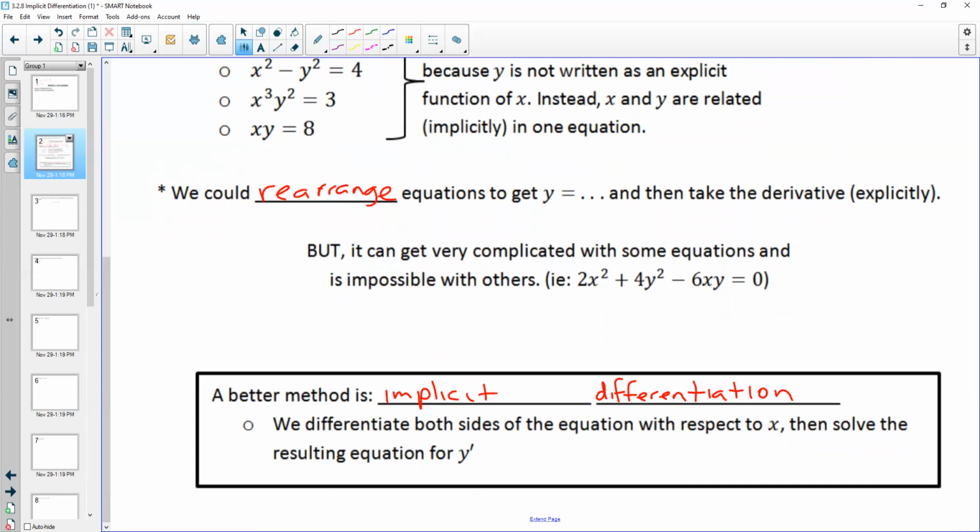This is where we will differentiate both sides of the equation with respect to x, and then we will solve the resulting equation for y prime, or the derivative of y with respect to x. So anytime that we take the derivative of a y, we will have to include that y prime, or the dy over dx, after. Okay.